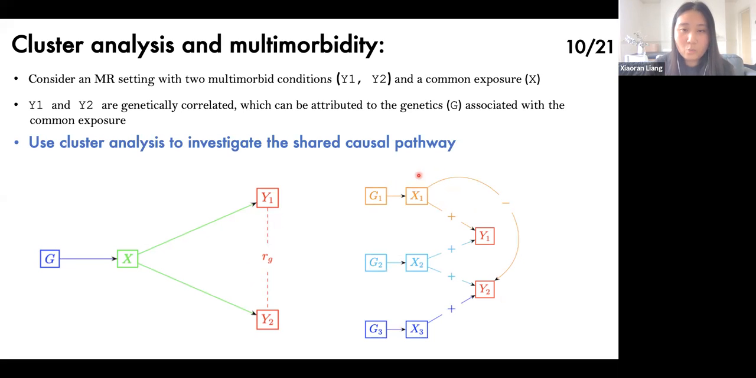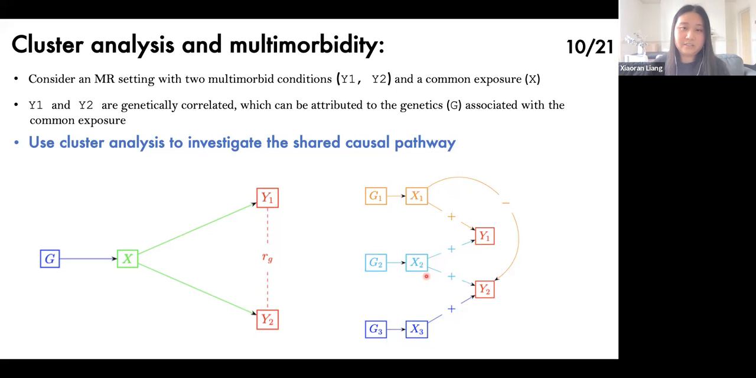So suppose we have three subcomponents in our common exposure X, from X1 to X3. These subcomponents have different causal effects on those condition pairs. For the first subcomponent X1, it leads to increasing risk in Y1, but it would lead to decreasing risk for the condition Y2. While for the subcomponent X3, it leads to increasing risk in Y2, but it has no causal effect on Y1. So the only component that leads to increasing risk for both conditions is X2.